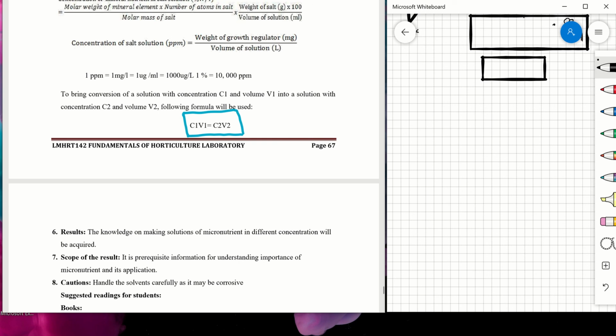For example, you are having one stock solution. Especially micronutrients, they are applied in ppm, very low ppm, 0.1 ppm, sometimes we have to prepare 0.5 ppm. Okay, so it's very difficult to prepare such a small quantity. So in that case, what we used to do, we used to prepare a stock solution. From there you can prepare the different concentrations. Okay, so here we can do one calculation.